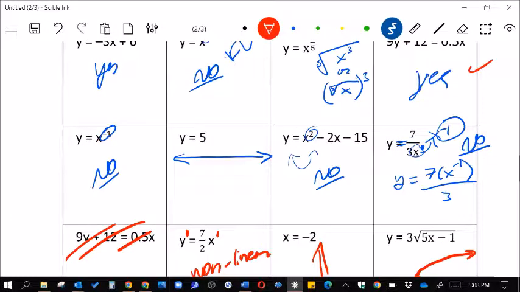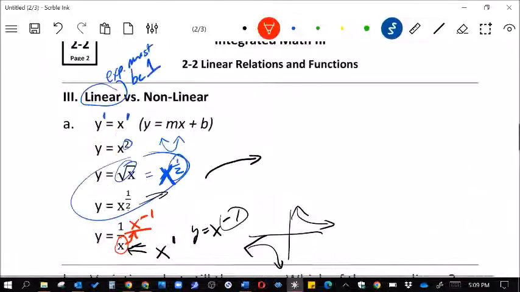And I think that puts us in pretty good shape here.